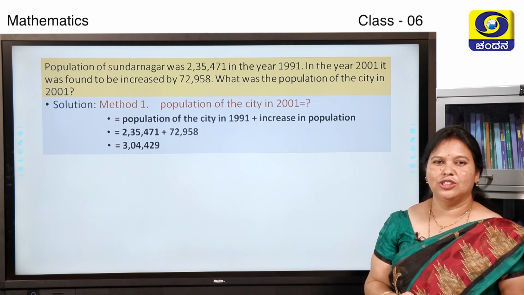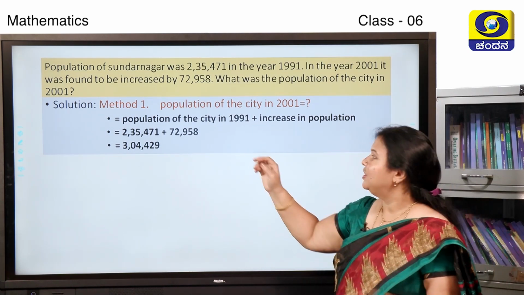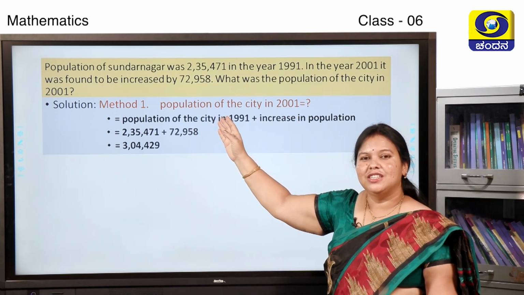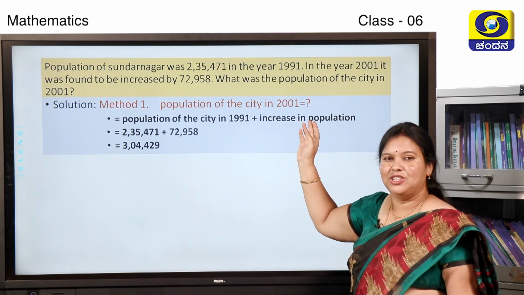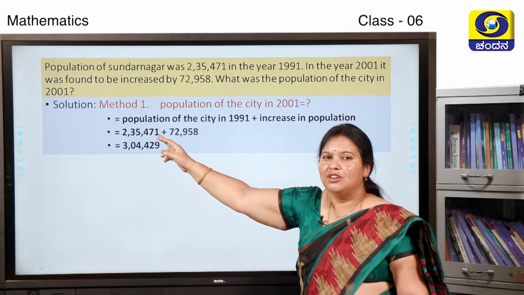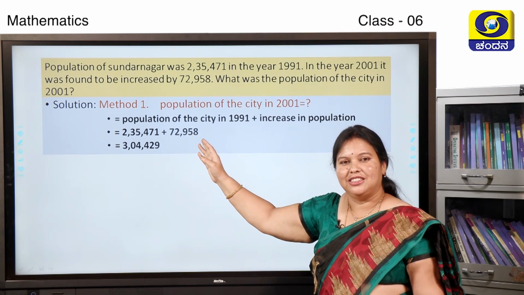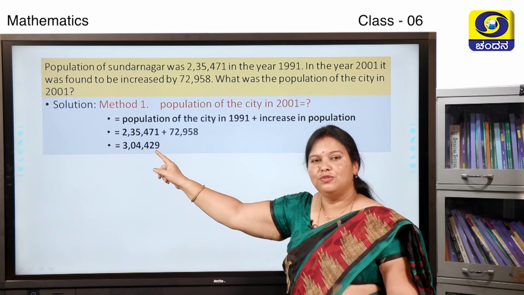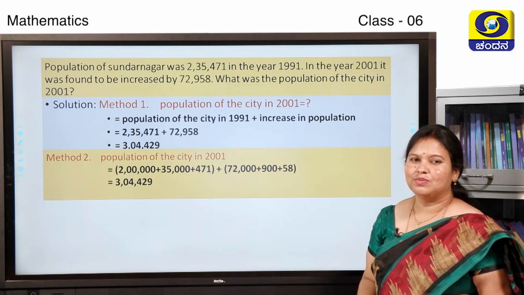To find the solution, this is the first method. Here, population of the city in 2001 is equal to population of the city in 1991 plus increase in population, that is equal to 2,35,471 plus 72,958. By adding these two, we get 3,08,429. Some may do like this also.